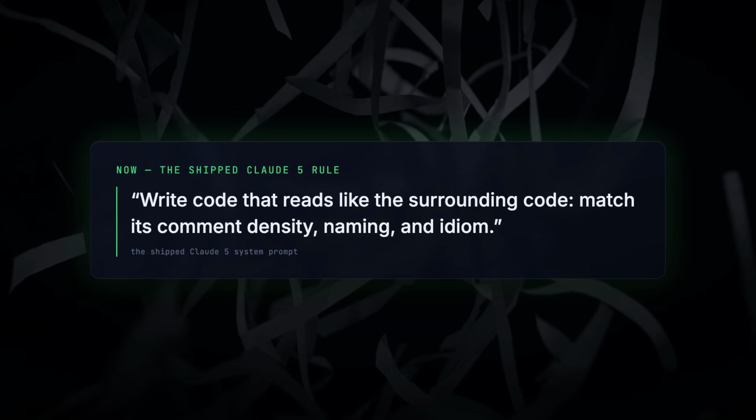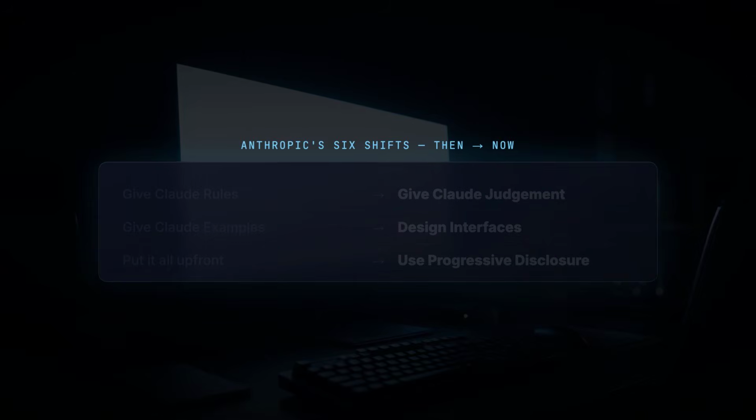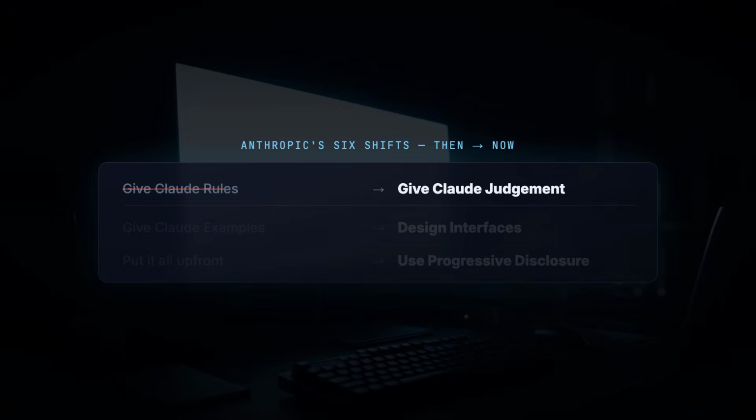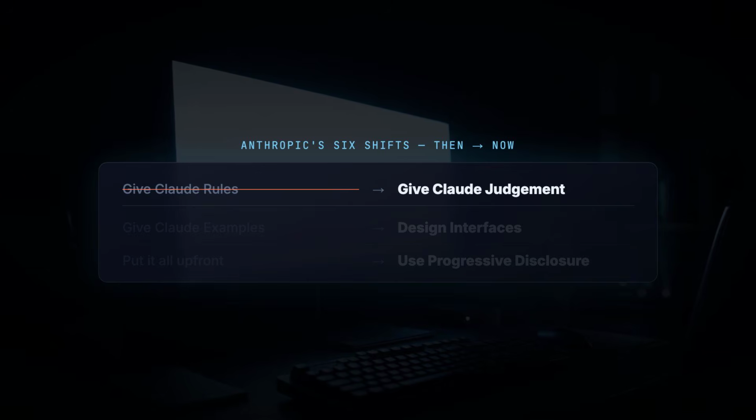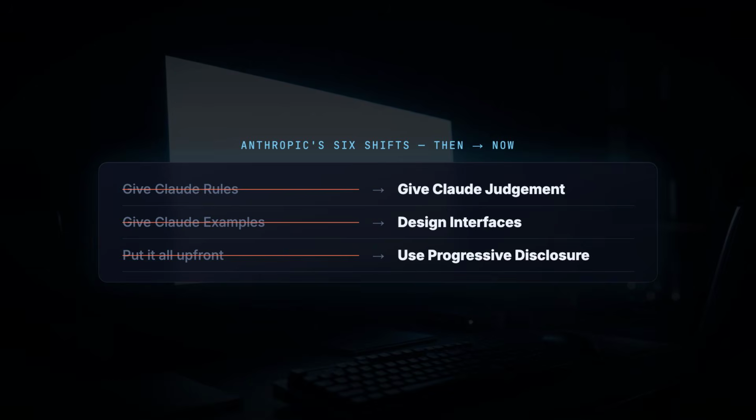And the judgment fits every file in your repo, including the ones you hadn't thought about when you wrote the rule. Anthropic laid out 6 shifts. I'll give you all 6 quickly because 2 of them are where all the practical value is. 1. Give Claude rules becomes let Claude use judgment. That's the comments example. 2. Give Claude examples becomes design better interfaces. Instead of showing it 3 worked examples, give your tool a well-named parameter with the valid state spelled out. The shape of the tool teaches it more than the demonstration did.